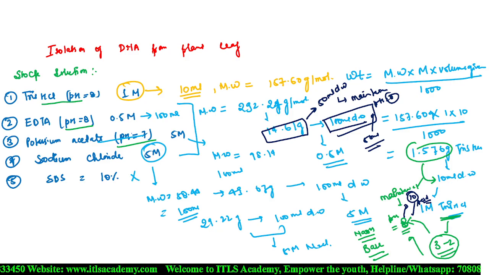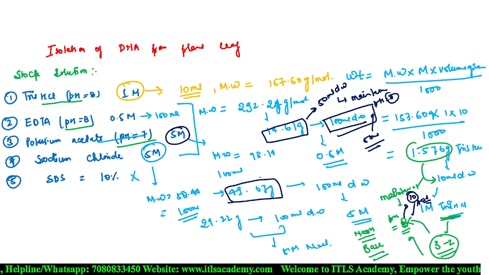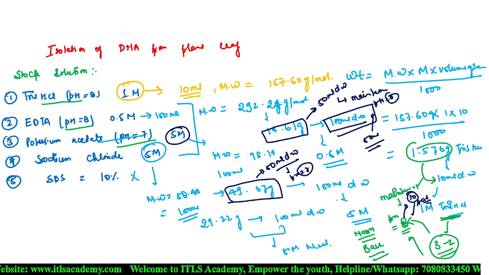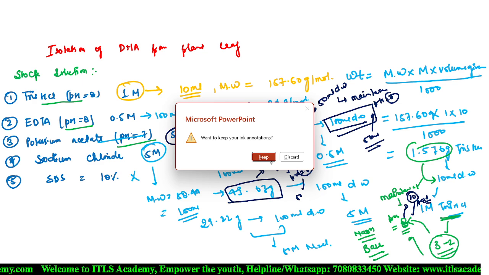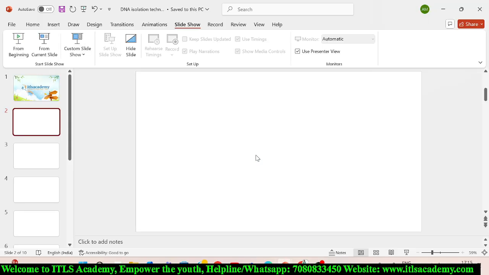Here, first dissolve 14.61 gram of EDTA into 50 ml of the distilled water and maintain its pH. After maintaining its pH, when it reaches 8, then add 50 ml of the distilled water. Same with the potassium acetate, dissolve 49.67 gram of potassium acetate into the 50 ml of the distilled water. Then maintain its pH at 7. When the pH is maintained, then add the remaining 50 ml of the distilled water.